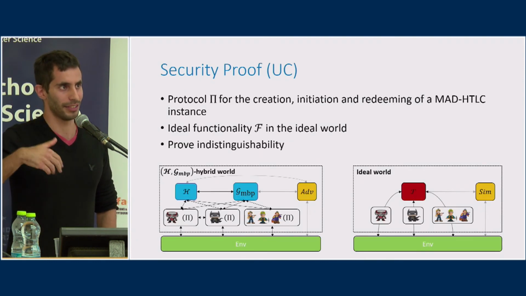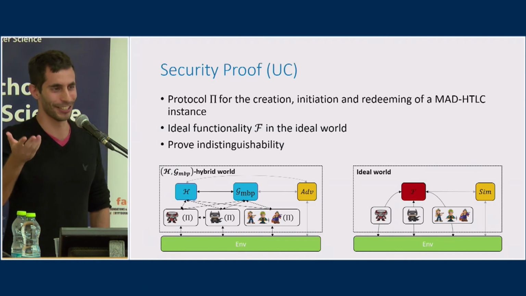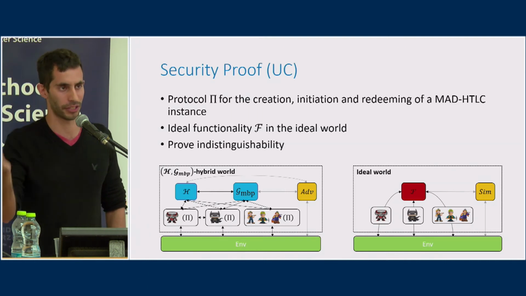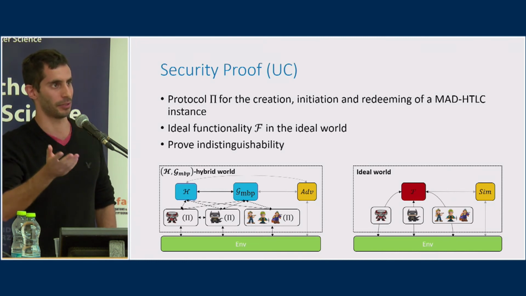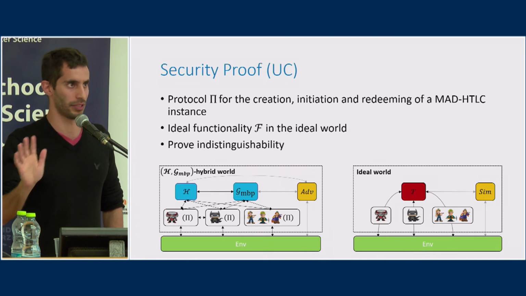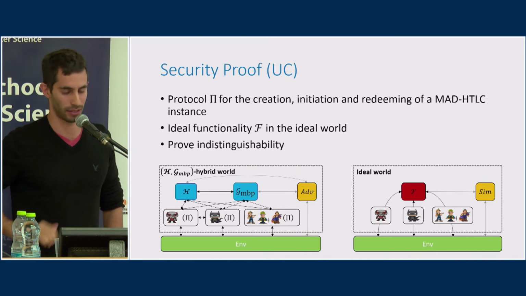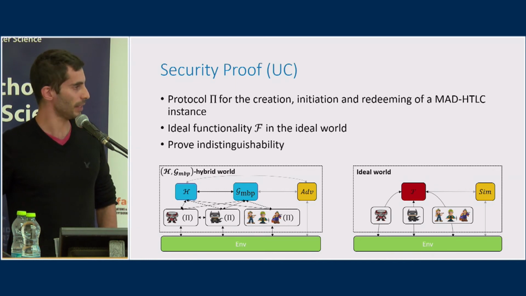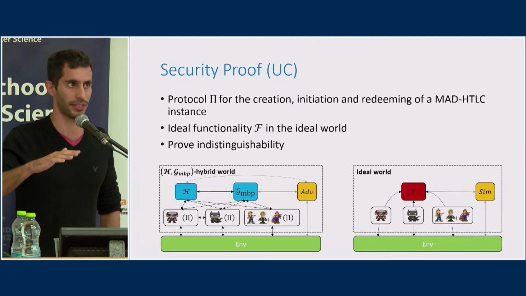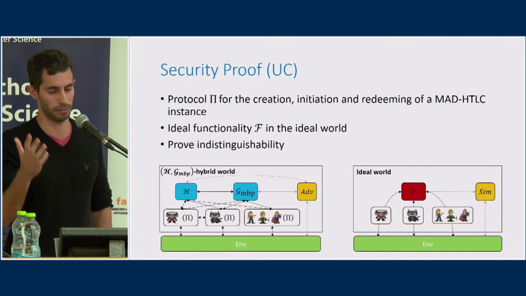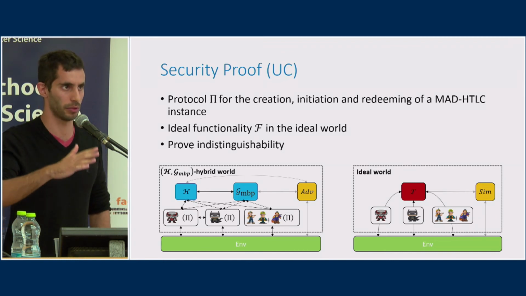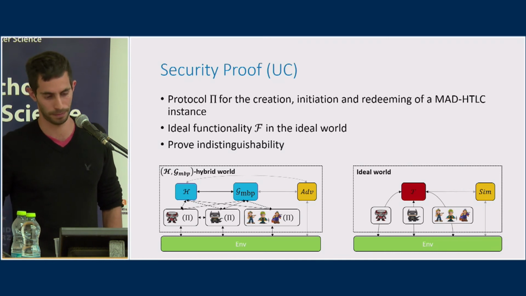Then we show this is actually the only way to interact with it, okay? So we use the UC framework, we define an ideal functionality, we define a protocol that states how you create, initiate, and redeem the contract, and show the worlds are indistinguishable. This is a classic UC proof. I'll say that the protocol uses the hash function and the blockchain as ideal functionalities. So we prove an indistinguishability between a hybrid world and the ideal world.